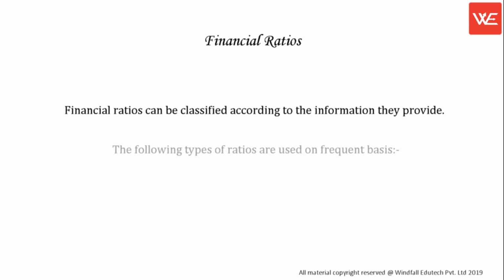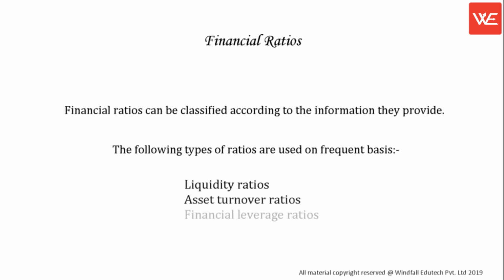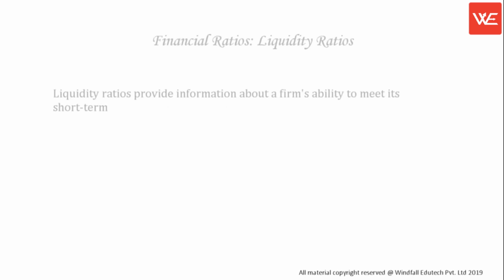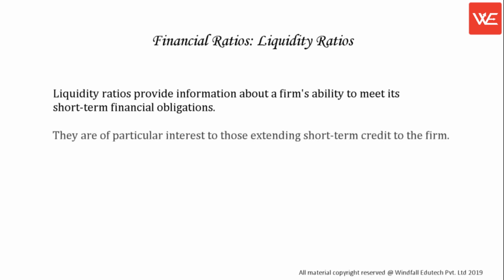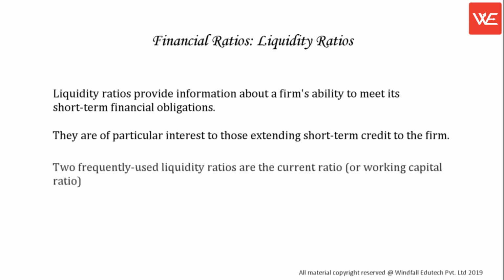The following types of ratios are used on a frequent basis: liquidity ratios, asset turnover ratios, financial leverage ratios, profitability ratios, and dividend policy ratios. Liquidity ratios provide information about a firm's ability to meet its short-term financial obligations. They are of particular interest to those extending short-term credit to the firm. Two frequently used liquidity ratios are the current ratio or working capital ratio and the quick ratio.